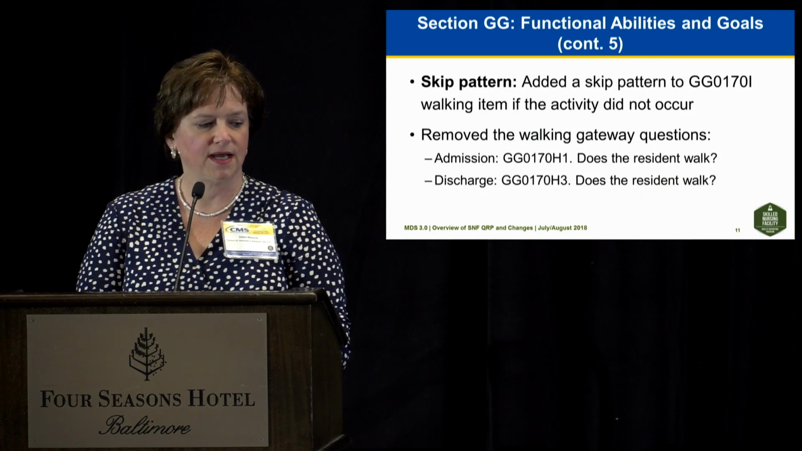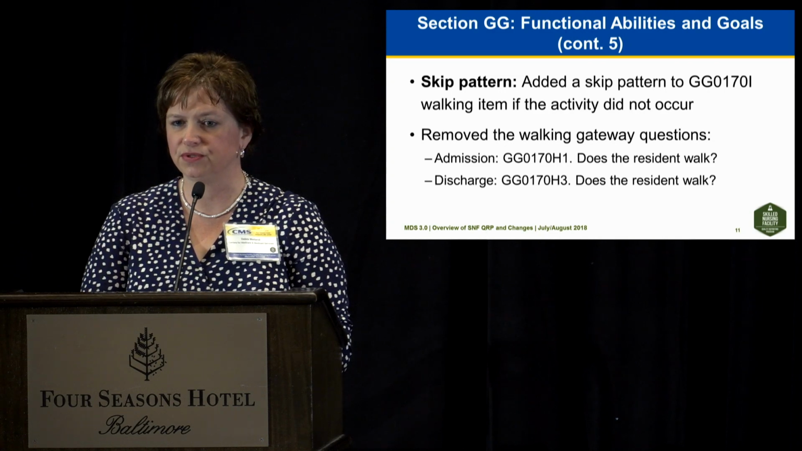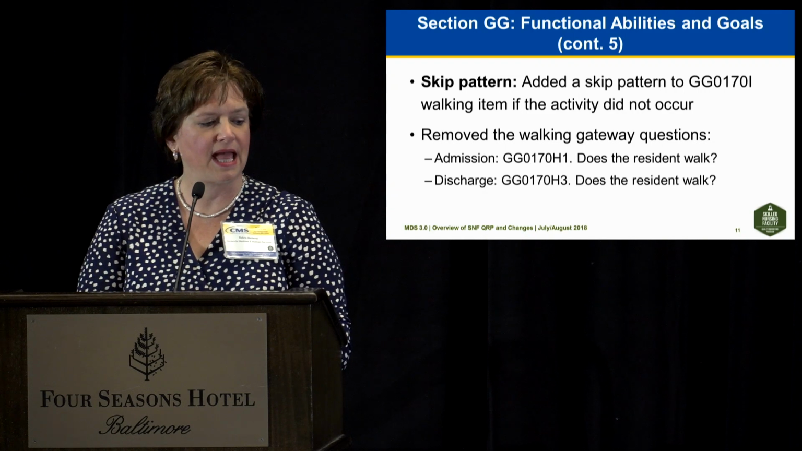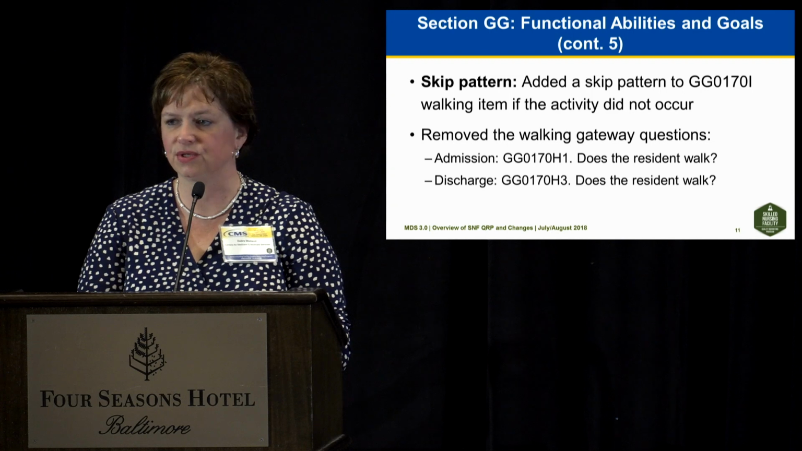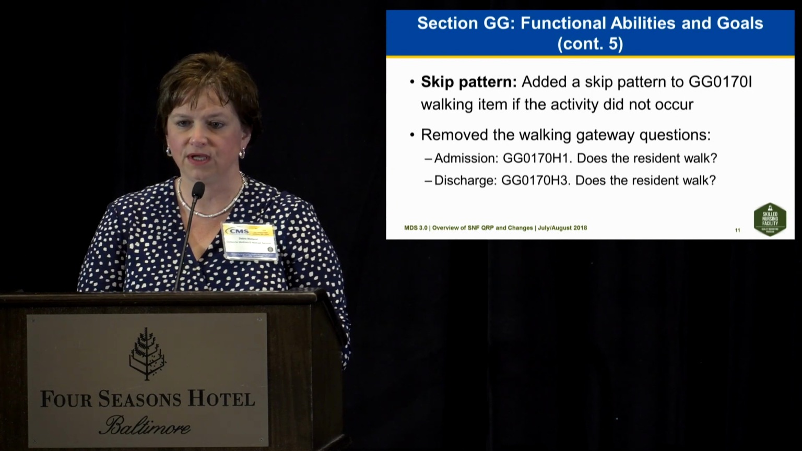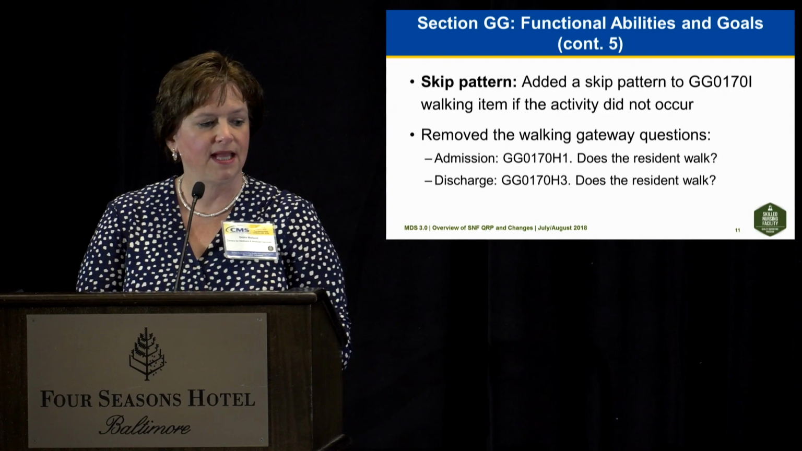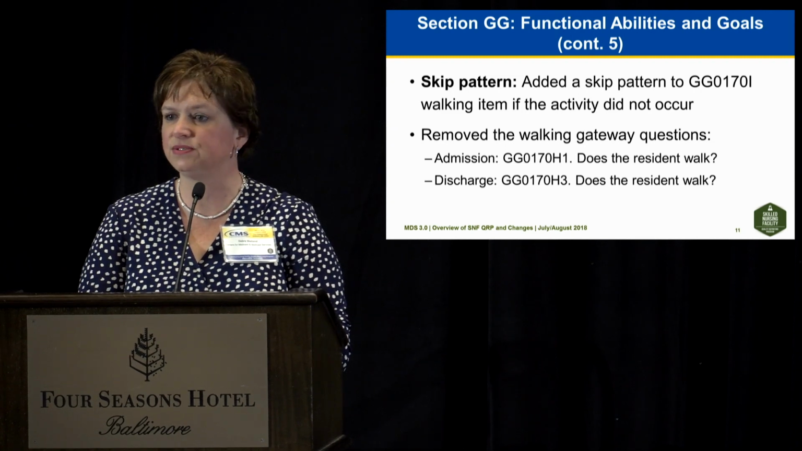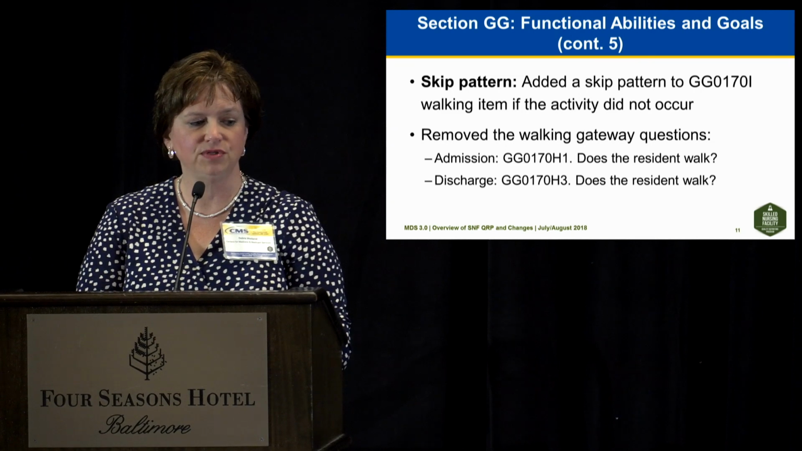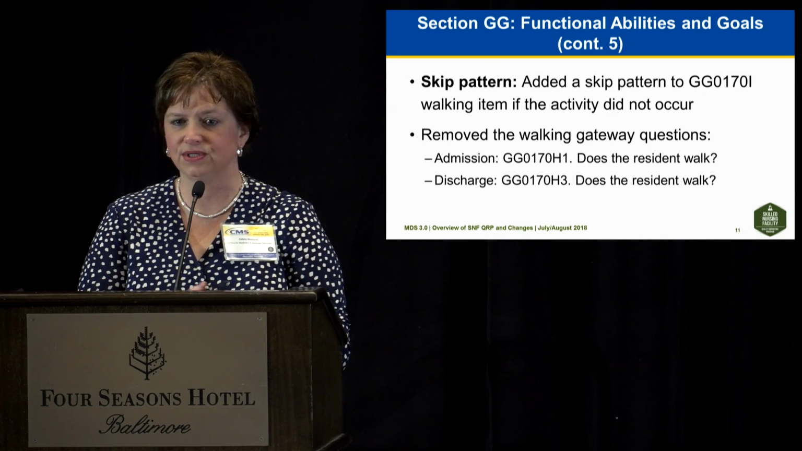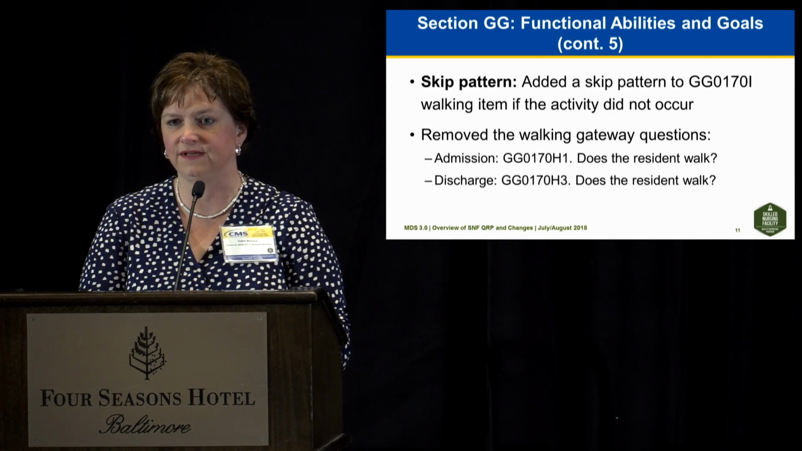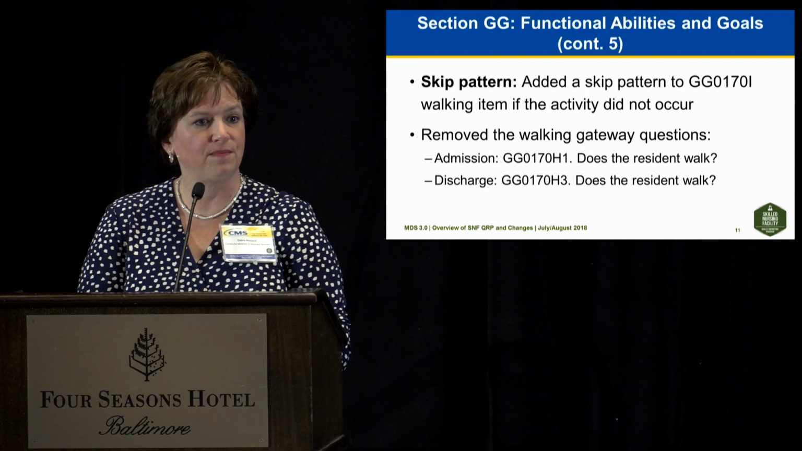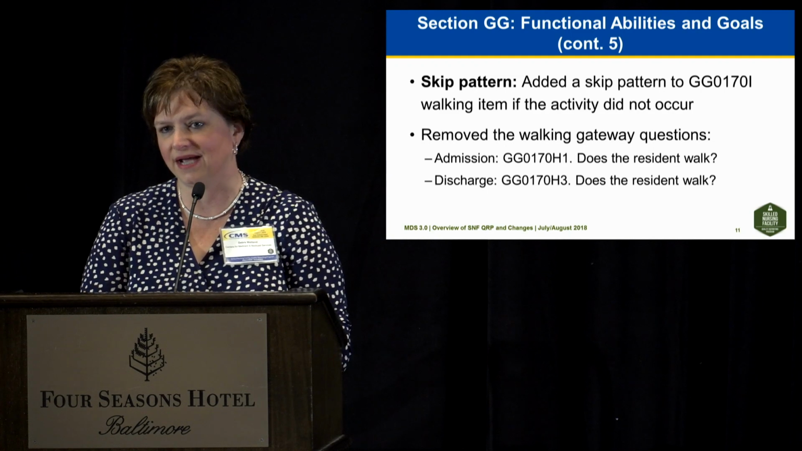Effective in October, the walking items GG0170H1, does the resident walk at the time of admission, and GG0170H3, does the resident walk at the time of discharge, are being removed from the item set. Instead, a new skip pattern has been added to item GG0170I. And that item, GG0170I, asks whether the resident can walk 10 feet. If the answer is that the resident isn't able to walk 10 feet, then the skip pattern allows you to skip the subsequent items.